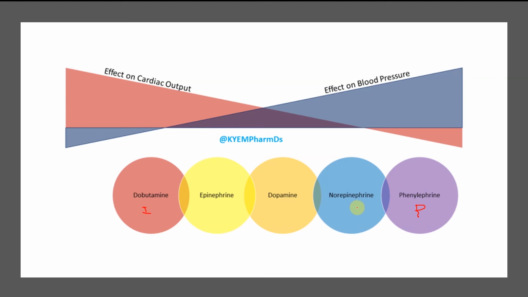Now, for our purposes, we want something somewhere in the middle. Dopamine can either go this way or it can go this way, depending on the dose. And a lot of drugs are dose dependent. Even epi and norepi is dose dependent. But epi has mostly the effect on cardiac output by increasing the strength of cardiac contractions. But as we go up in the dose, it is more of a pressor agent, so it shifts this way a little bit.